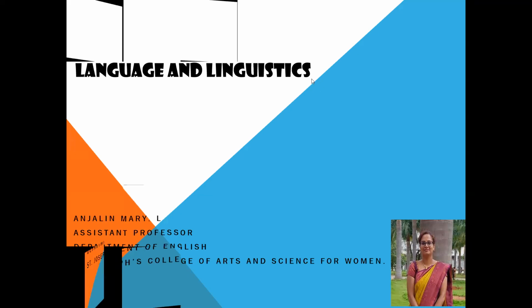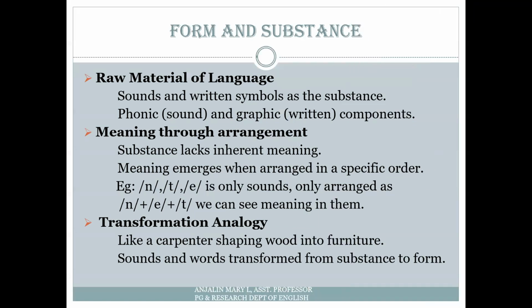In today's class, we're going to see the two dichotomies, which are substance and form. Sounds and symbols, such as letters of the alphabet that represent sounds in writing, are called the raw material of the language. So what are the raw materials? They are phonic, which is the sounds, and graphic, which is the written. This is called the substance of the language. The raw material of a language is the substance.